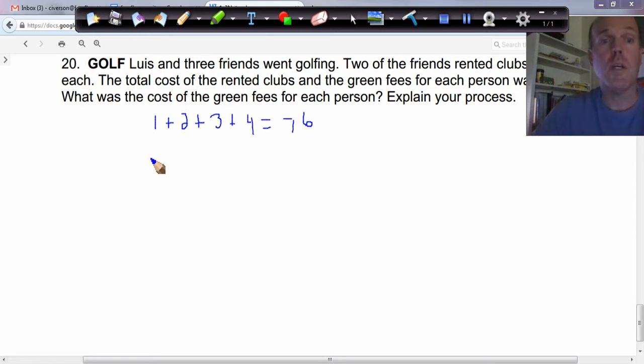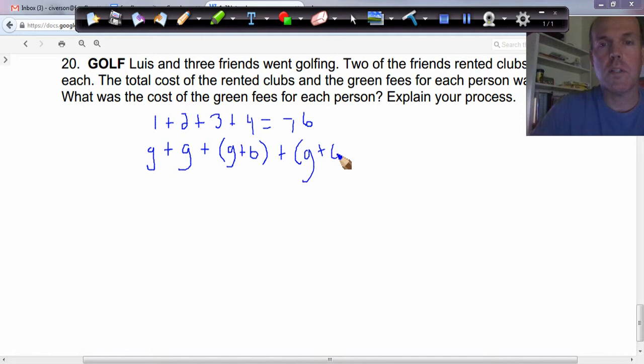Right? So those numbers represent people. Alright? So what letter can we use to represent green fees? How about G? Alright? So the first person paid for green fees, nothing else. The second person paid for green fees, nothing else. But the last 2 people didn't have clubs, so they had to rent clubs, so they paid for their green fees, which is G, but then they also had to pay an extra $6 for clubs. So green fee plus 6 equals $76. Alright, so let's add up all the G's.